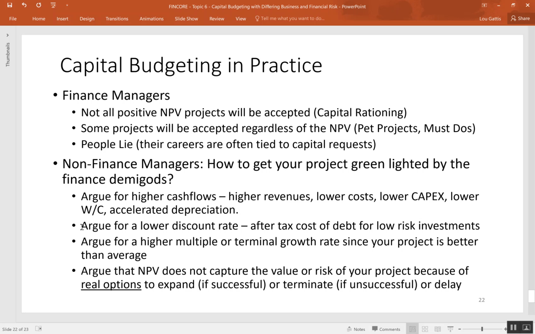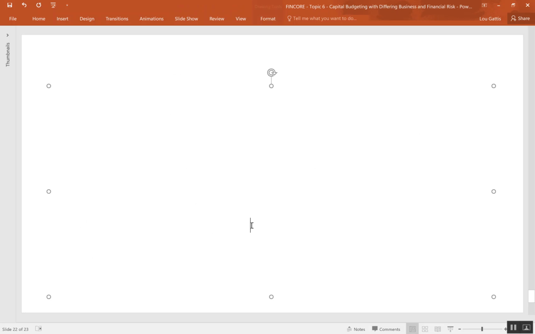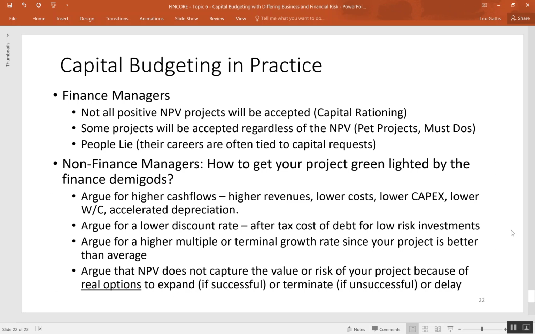You can also look at it and argue for a lower discount rate. What if your project is in HR and maybe isn't affected by the actual business risk of technology? You can make an argument that the discount rate for the project should be treasury rates, or at least the after-tax cost of debt. You can argue that your investment has longer-term positive prospects, which means that you think the perpetuity growth must be higher, or your EBITDA multiple must be higher.